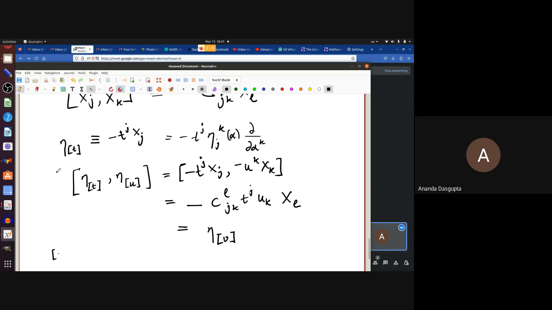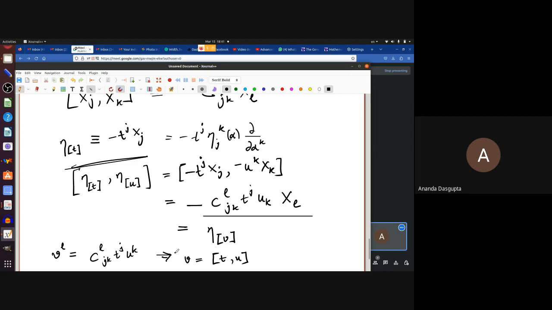And can you tell me what this v vector will be? What will the component of the v vector be? What in particular will vl be? Look at the definition. This is what eta t is. And we are getting this and we are calling this eta. c l j k tj uk will be c, the bracket of t and u.